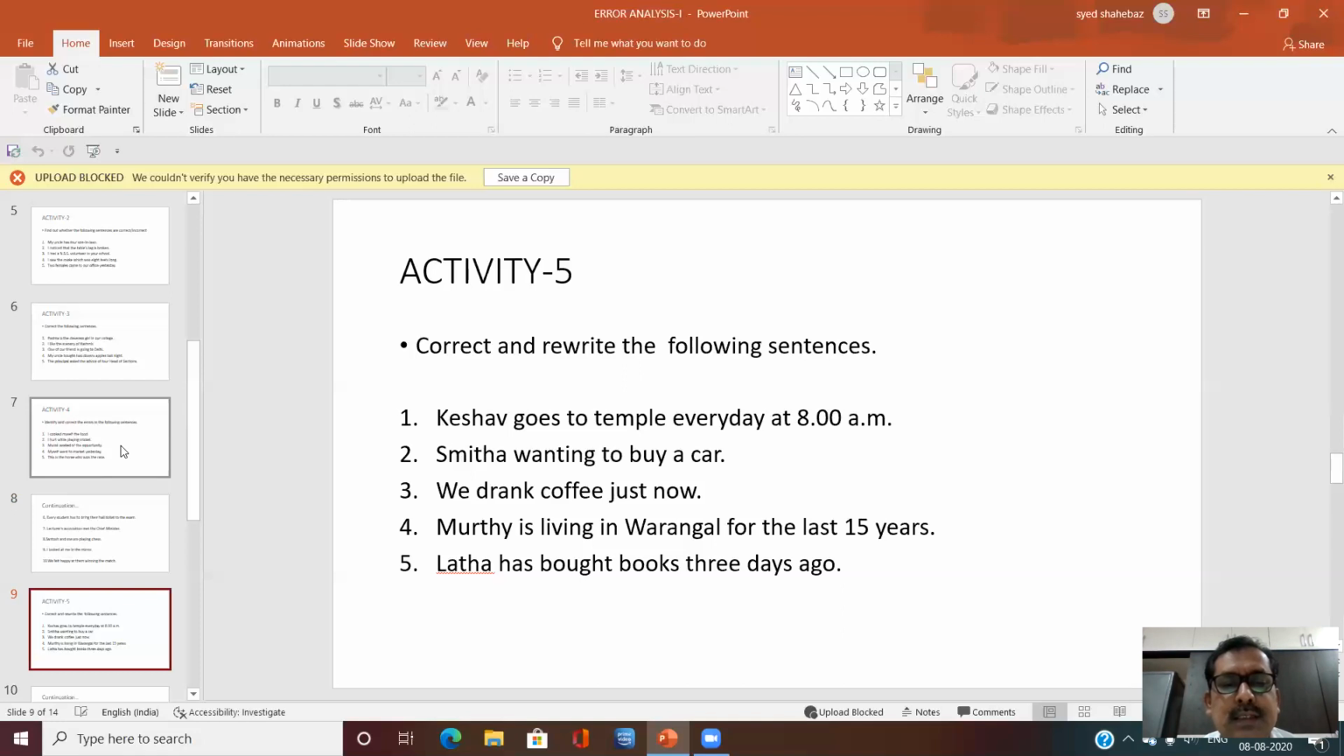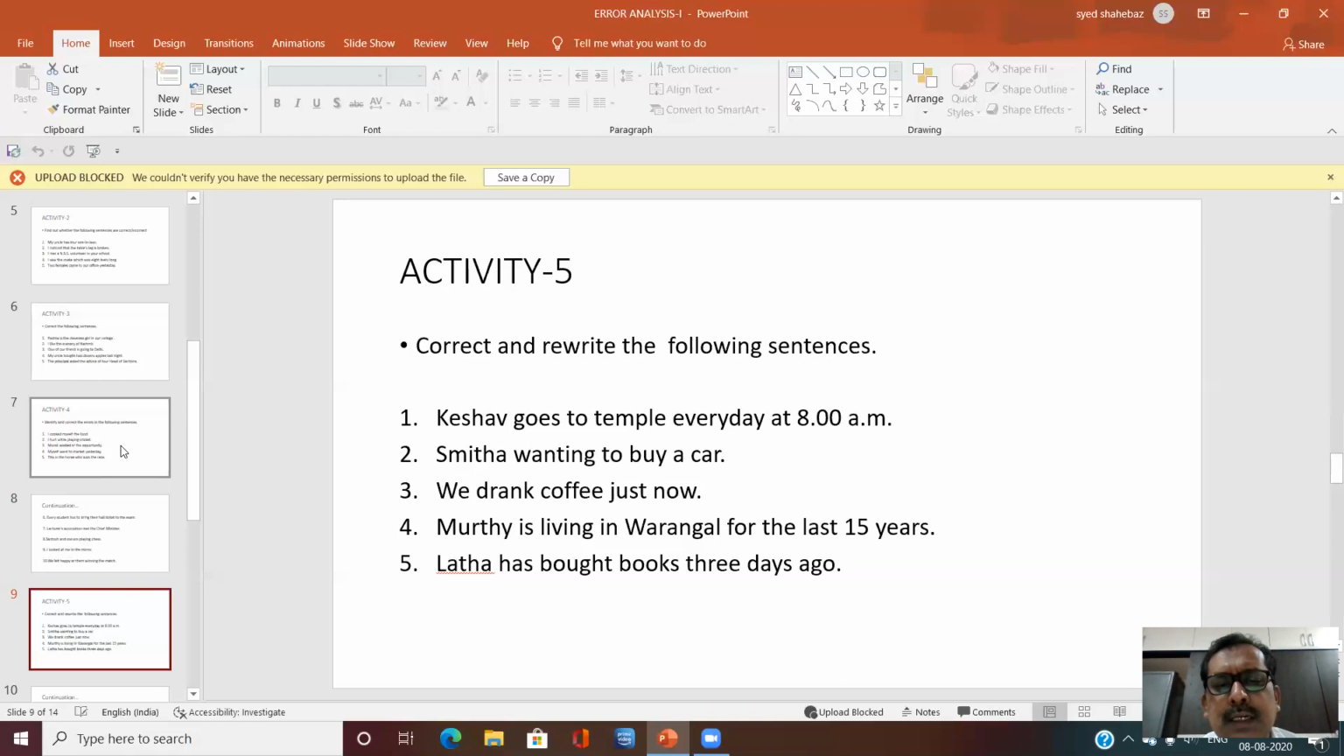In the first sentence, the grammar rule is that to describe our routine or to describe others' routine, we use the simple present. Keshav is third person singular. That's why we have to use the singular verb goes. Keshav goes to temple every day at 8 a.m., not go.